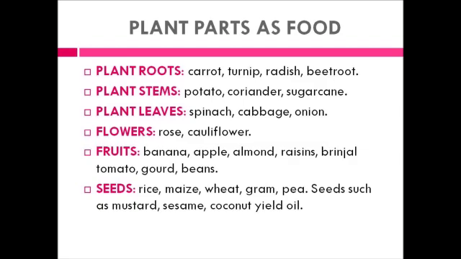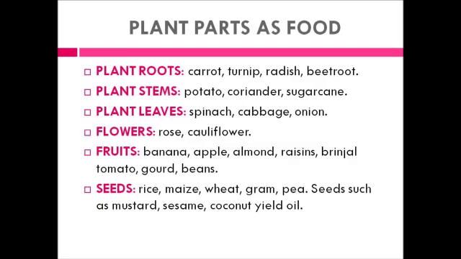Next, we eat fruits of certain plants. Pulpy fruits like grapes, banana, apple, nuts and dry fruits like almond, currant. Fruits used as vegetables like brinjal, tomato, gourd, beans, etc. We eat seeds of certain plants like rice, maize, wheat, gram, pea, etc. Seeds such as mustard, sesame, coconut yield oil.